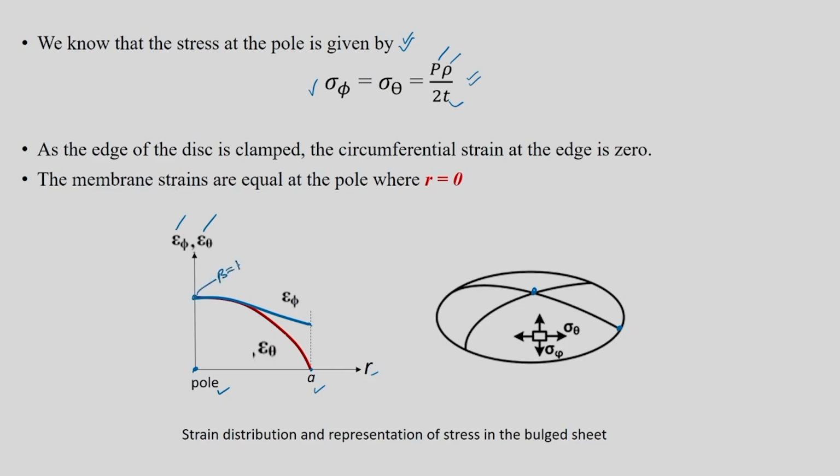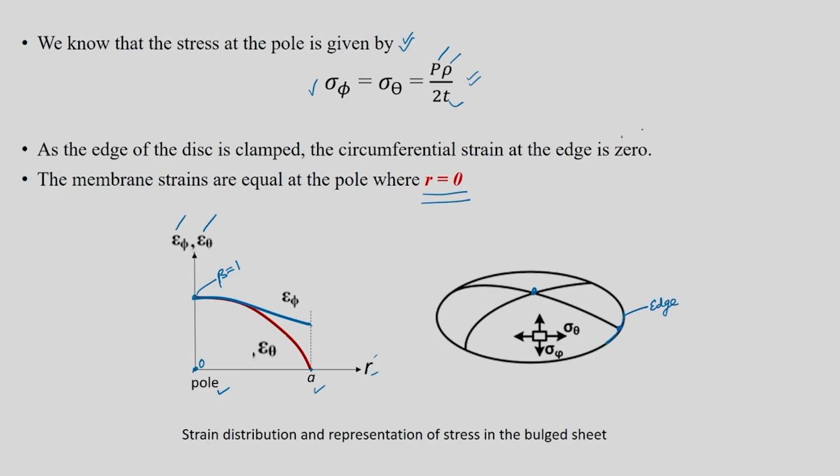The membrane strains, or you can say the surface strains, are equal at the pole, where R is equal to 0. So, both the strains will be the same. Why? Because beta is equal to 1. Now, at the edge of the sheet, when you are coming here at the edge of the sheet, this is your edge. It is clamped, no, it is clamped.